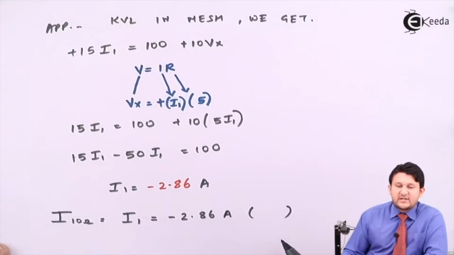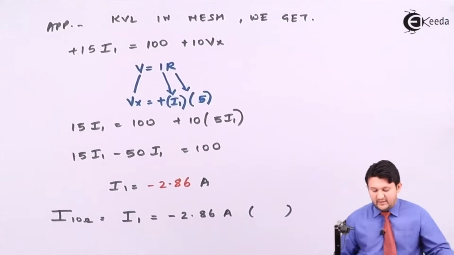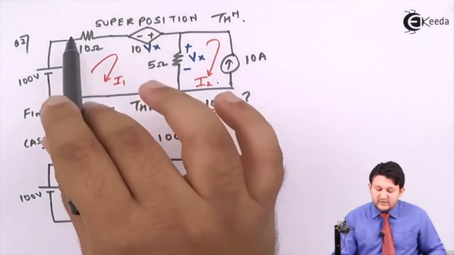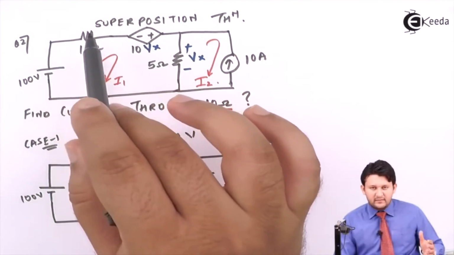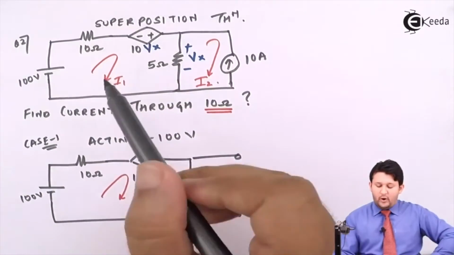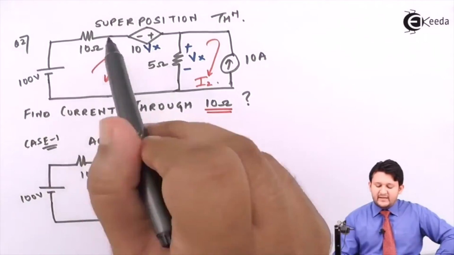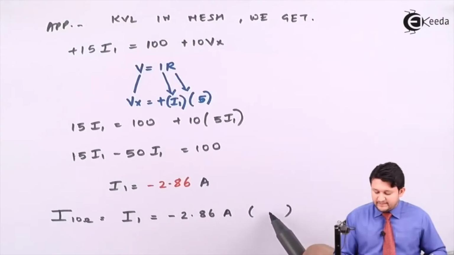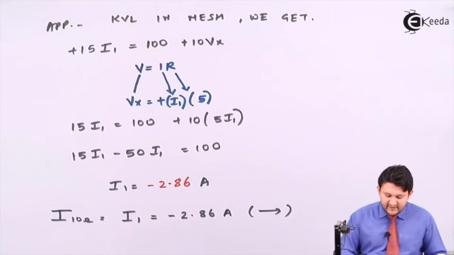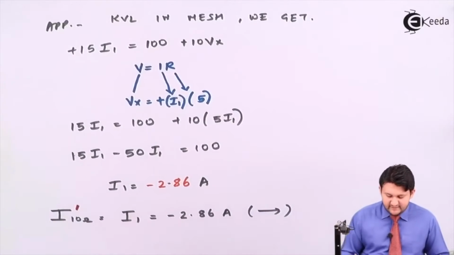Again, a direction is compulsory in the superposition theorem. So let's have a look at the direction for 10 ohms. The 10 ohms is placed vertical or horizontal? Obviously horizontal. That means there are two options, right or left. Observe, I1 is flowing in the right direction, so your direction will be right. So that's your first case. Denote the current across 10 ohms by dash.